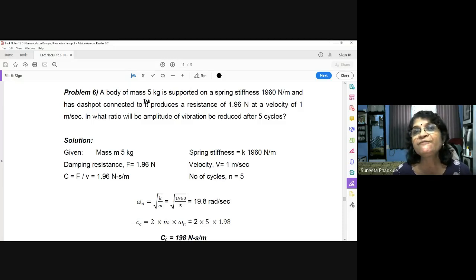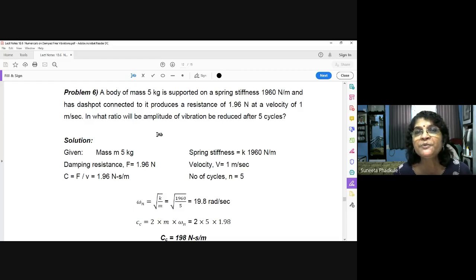A body of mass 5 kg is supported on a spring of stiffness 1960 Newton per meter and has a dashpot connected to it, which produces a resistance of 1.96 Newton at a velocity of 1 meter per second. Such type of problem also we have solved in the last lecture. In what ratio will the amplitude of vibration be reduced after 5 cycles? What is given? M is equal to 5 kg. Then spring stiffness K is given, 1960 Newton per meter. Then the damping coefficient is given indirectly.